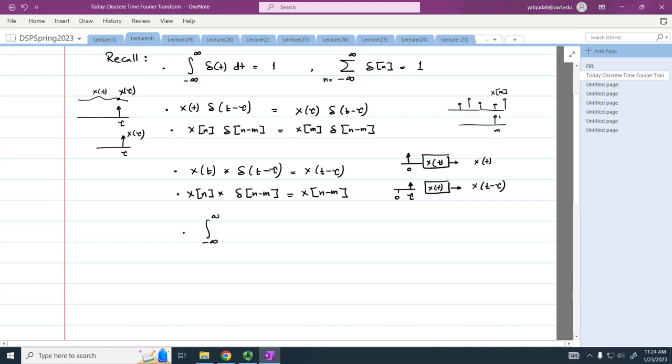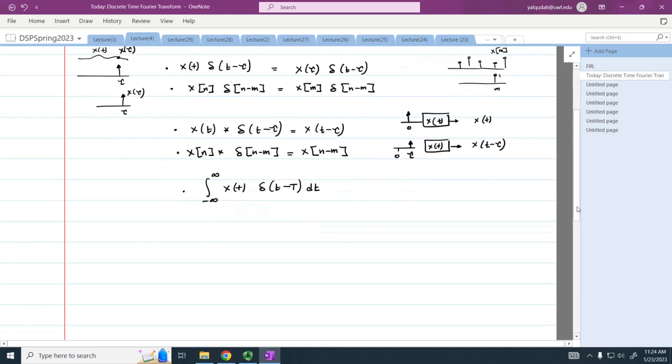What is the integration from negative infinity to infinity of x of t delta of t minus tau dt? Who wants to make a guess? Okay, let's see if we can figure it out. So I have a signal x of t.